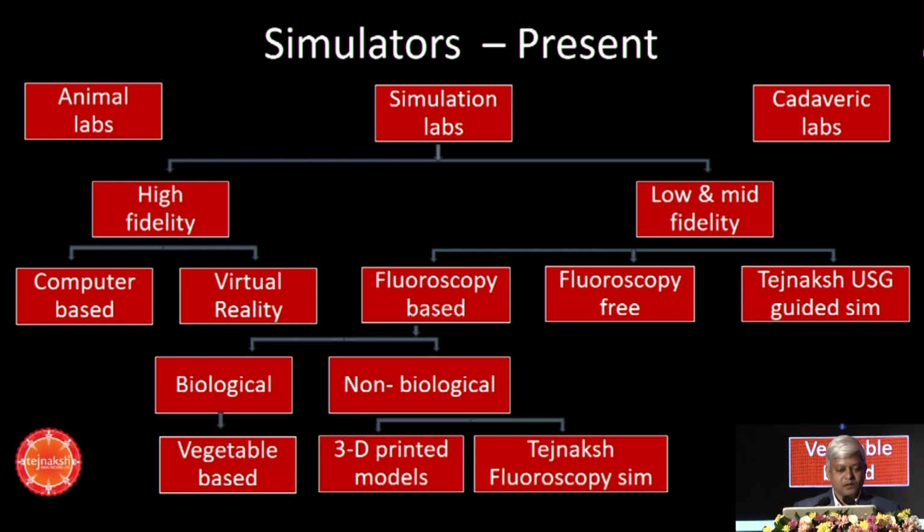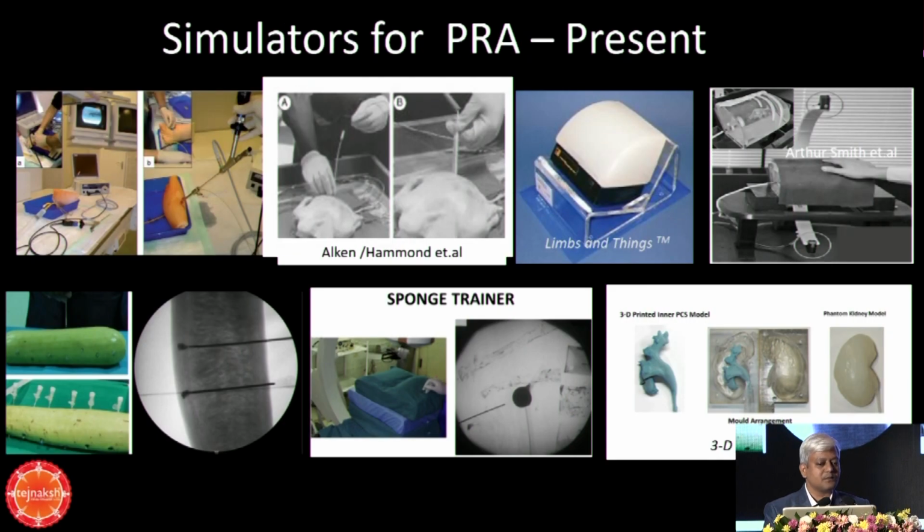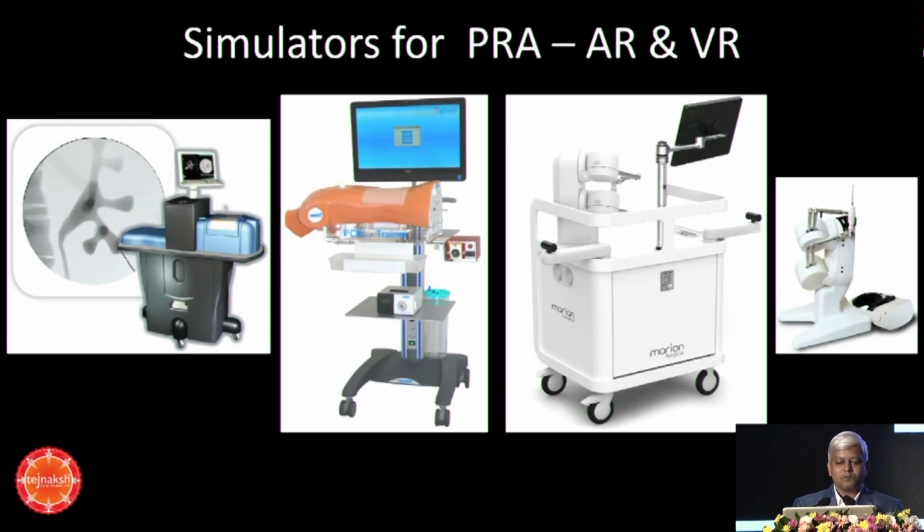There are many simulators present for percutaneous renal access. They are animal-based, bench models, vegetable models have been described, and commercially available trainers are also there. But all these simulators have their own drawbacks. The augmented reality and virtual reality simulators are very expensive to acquire, even for the bigger institutions. The recurring cost is also higher with these.